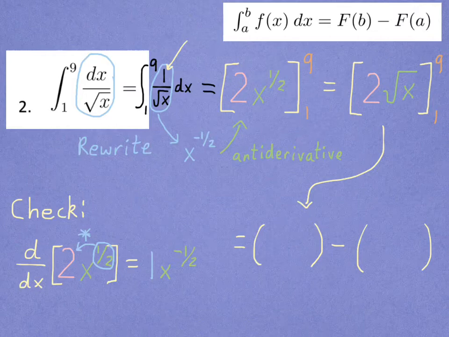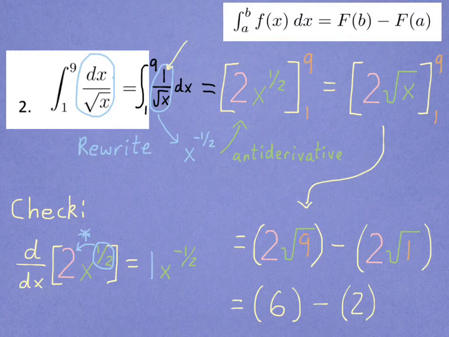Okay, in the first parentheses, I'm plugging in the upper bound of the integral, which is the 9. That's the final value of x. Then in the second one, I'm plugging in the lower bound, the initial value. Square root of 9 is 3, so 2 times 3 is 6. Square root of 1 is 1, and 2 times 1 is 2. And 6 minus 2 is 4. Woo!